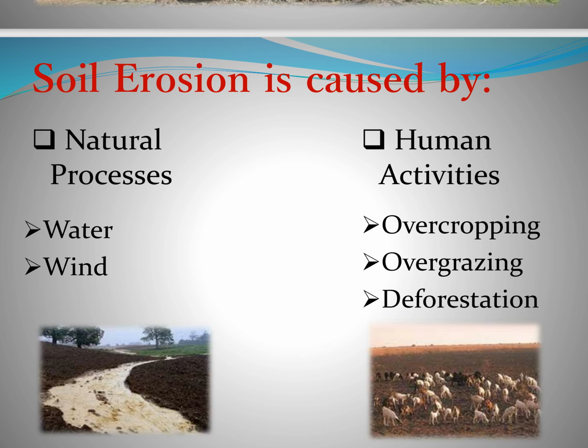What are the causes of soil erosion? Soil erosion can be caused by natural processes and human activities. Natural processes include the activities of water and wind. And the human activities include overcropping, overgrazing, and deforestation.